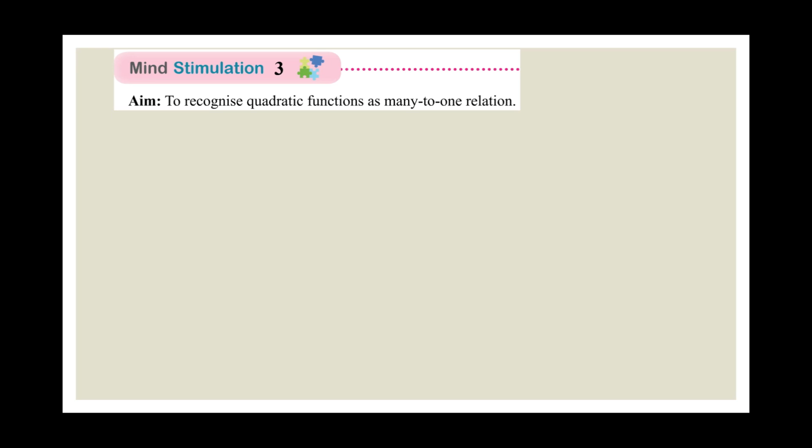Now we look at simulation 3 here, the aim is to recognize quadratic function as many-to-one relation. You have learned how many types of relation previously in Form 2, do you remember? How many types? 4. 4 types, very good. What is the first type? One-to-one. Second type? One-to-many. After that? Many-to-one. And last one? Many-to-many. Yes, very good. Wow, you all can remember that.